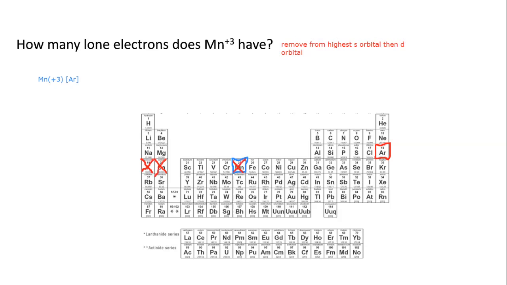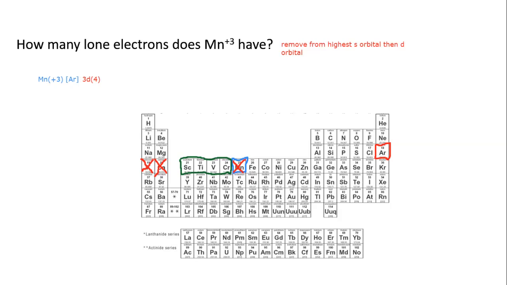And then we remove 1 d electron. So what we have left is this right here. And that would give us, since it's on the 4th row, it's a 3d, and we have 4 3d electrons. So this would be 3d4.